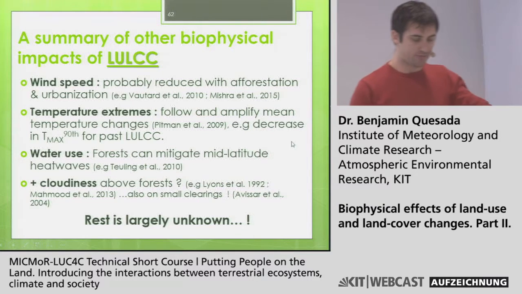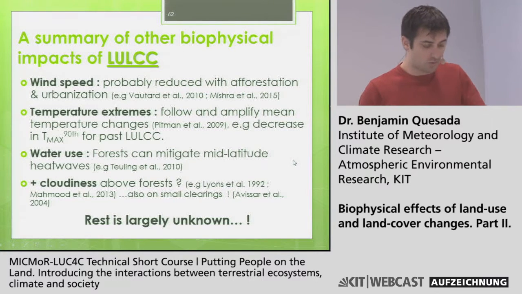So a small summary of other biophysical impacts of land use and land cover changes. Wind speed, we saw that it's probably reduced with afforestation and urbanization. You have also recent studies on this. It's largely unknown in general. It seems to have a higher signal for temperature extremes. For example, Pitman et al. claimed that there is a significant decrease in the highest percentile of Tmax, so in heat waves, due to the historical land use and land cover change. Tuling and other authors say that the forest can mitigate the mid-latitude heat waves because of more water conservation.